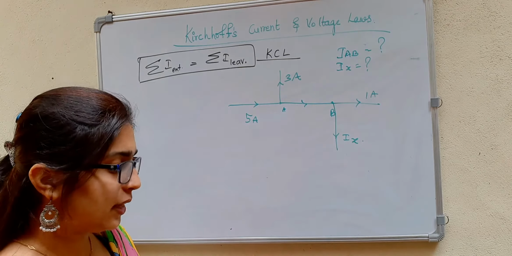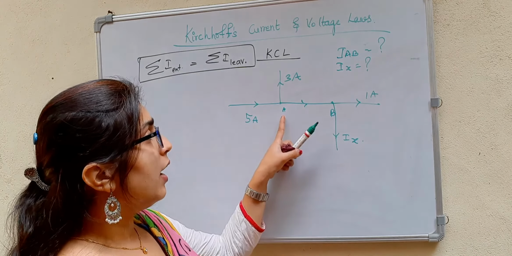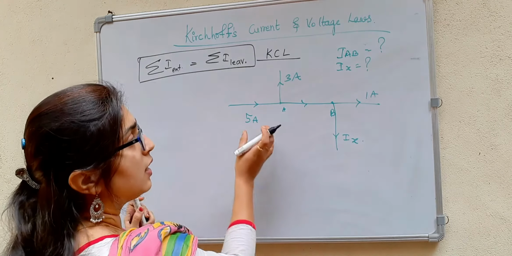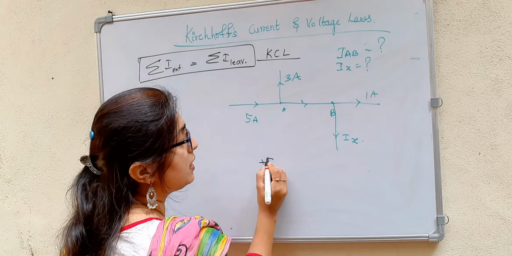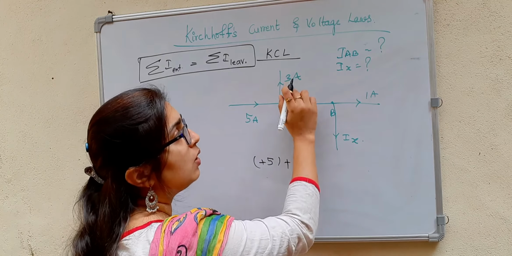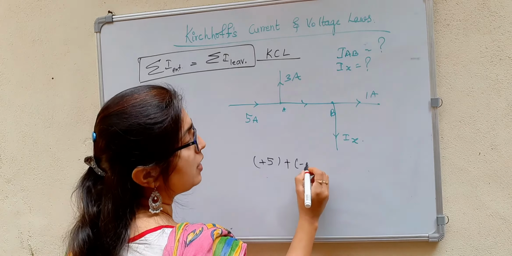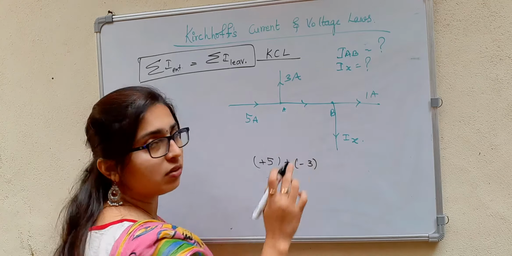Now apply the concept here. See, at the node A, we can say the current 5 is entering, so it is plus 5. Now this is leaving, minus 3. So this is also.